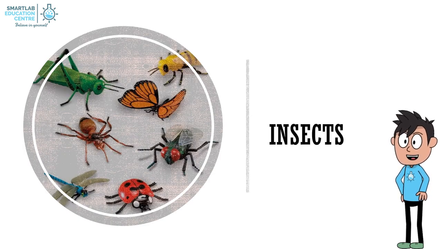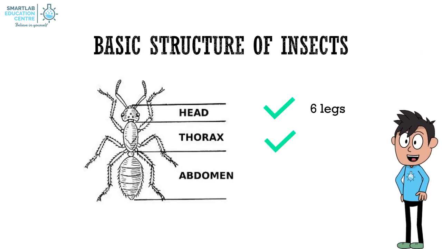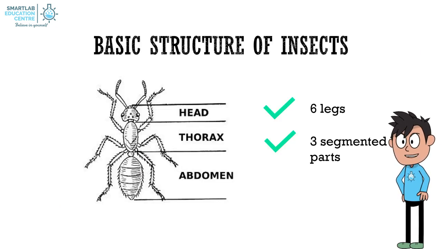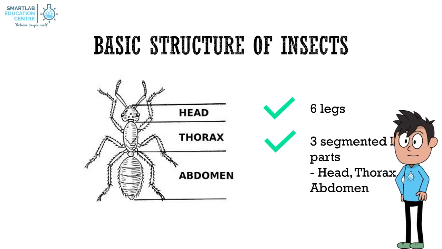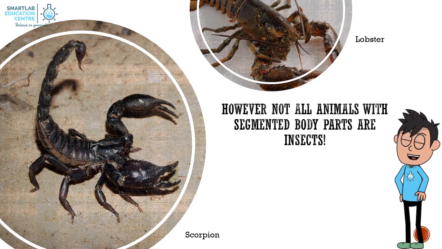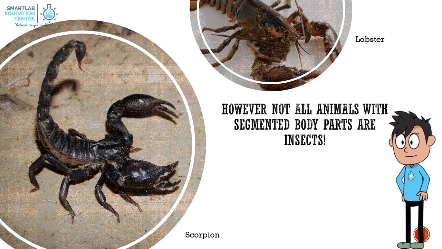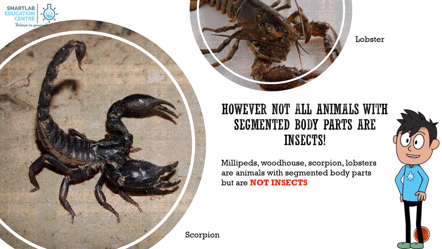Now let's talk about insects. They have 6 legs. 3 segmented body parts: head, thorax, and abdomen. However, not all animals with segmented body parts are insects. Millipedes, woodlice, scorpions, and lobsters are animals with segmented body parts but are not insects.